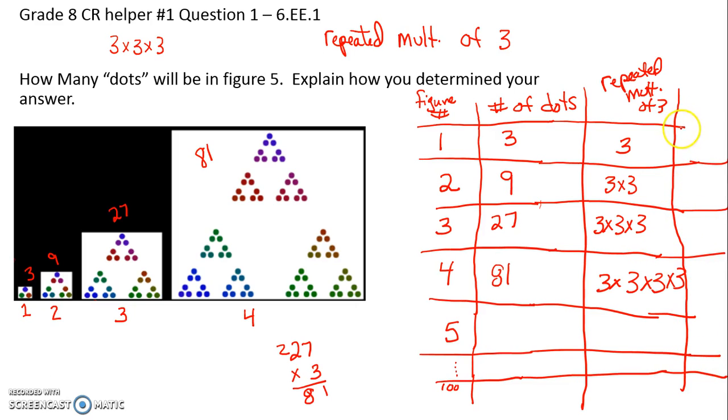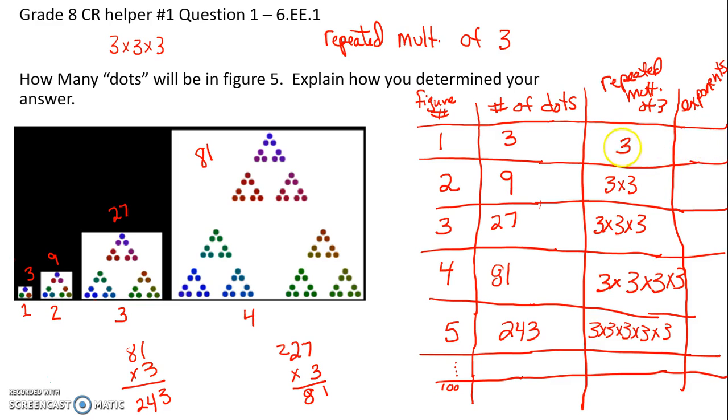I'm ready to write this as exponents involving 3. Let's put it in exponential form. Let's use exponents. All right. So we can see for the fifth one, how many times would I have to multiply 3 by itself? 5 times. 3 times 3 times 3 times 3 times 3. And I don't know what that is. 3 times 1 is 3. 3 times 8 is 24. 243. There must be 243 dots in the fifth figure.